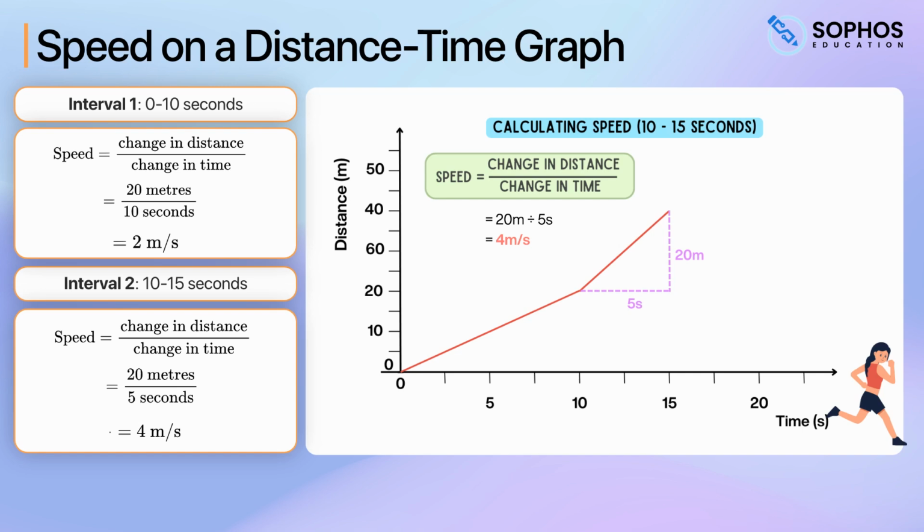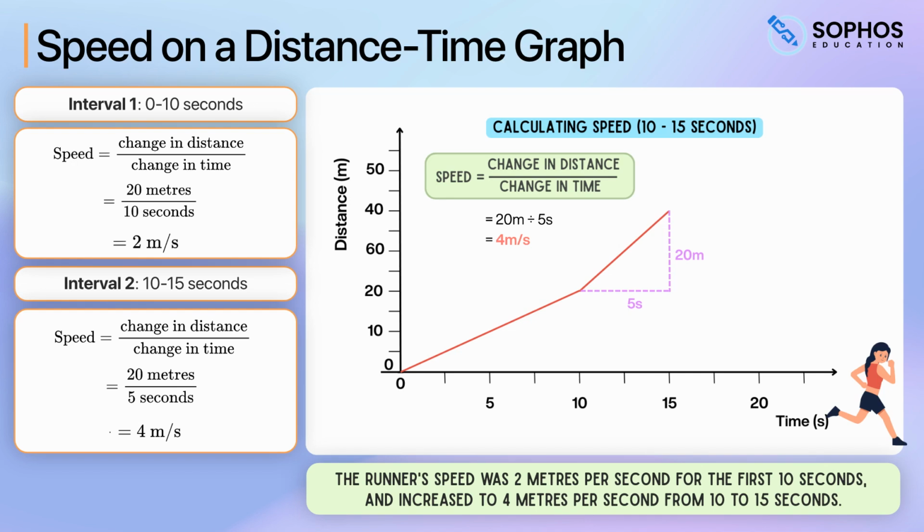By dividing the change in distance by the change in time for each segment, we can determine that the runner's speed was 2 meters per second for the first 10 seconds and increased to 4 meters per second from 10 to 15 seconds. From this example, it is clear that calculating speed from a distance-time graph involves determining the gradient of the line. This is straightforward in this case as the graph is formed of straight line segments, so we can divide distance by time.